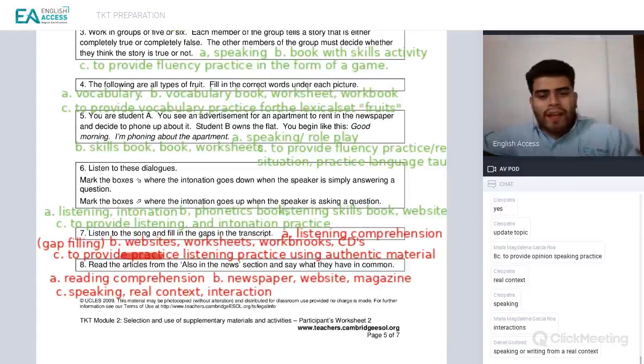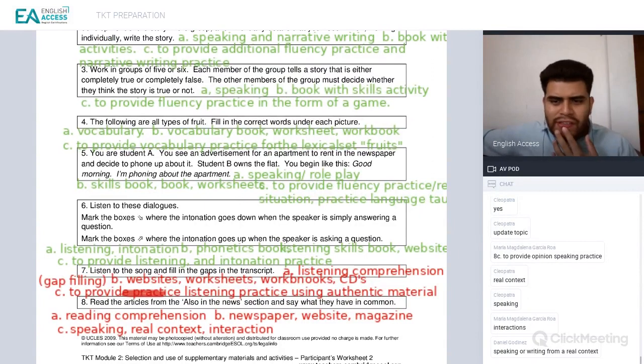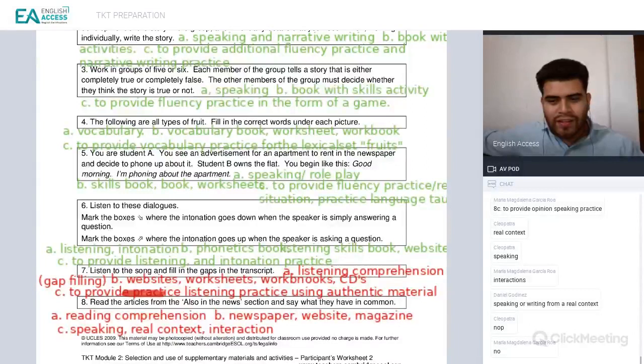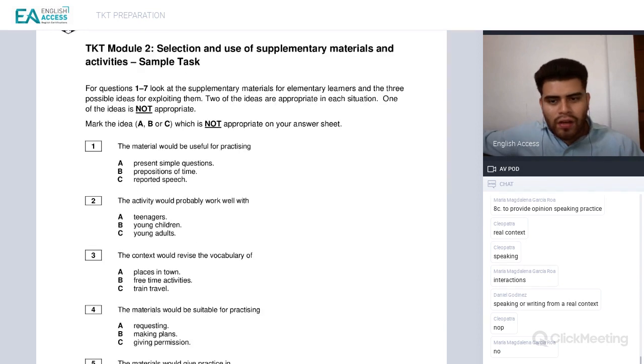Well, that is that for this. Do you have any questions? Or can we continue? All right. Let's continue then. Now, does everybody have this sample task?